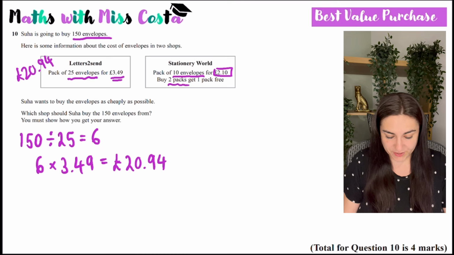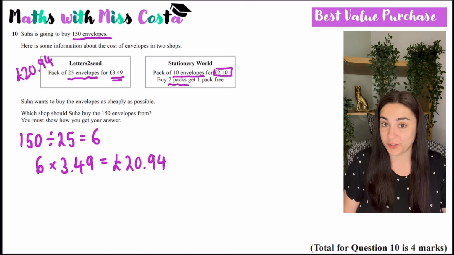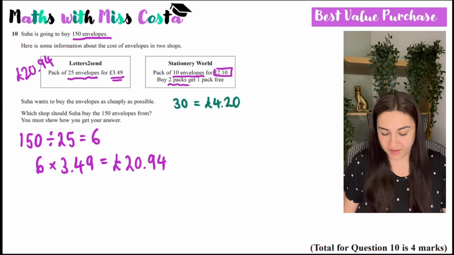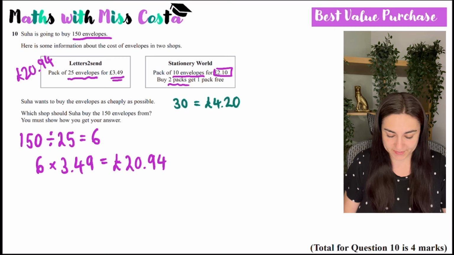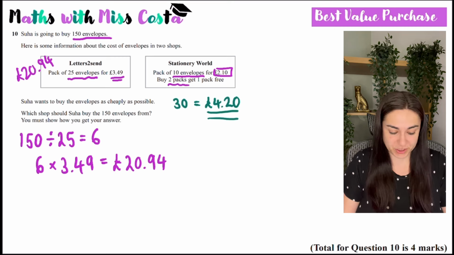Now, from Stationery World, she can buy a pack of 10 envelopes for £2.10, but if she buys 2 packs, she gets 1 pack free. So essentially, she can buy 30 envelopes for £4.20, because if she buys 30, she's essentially paying for 2 packs, and 2 packs would be 2 times £2.10, which is £4.20. So how many packs of 30 would she need to buy?